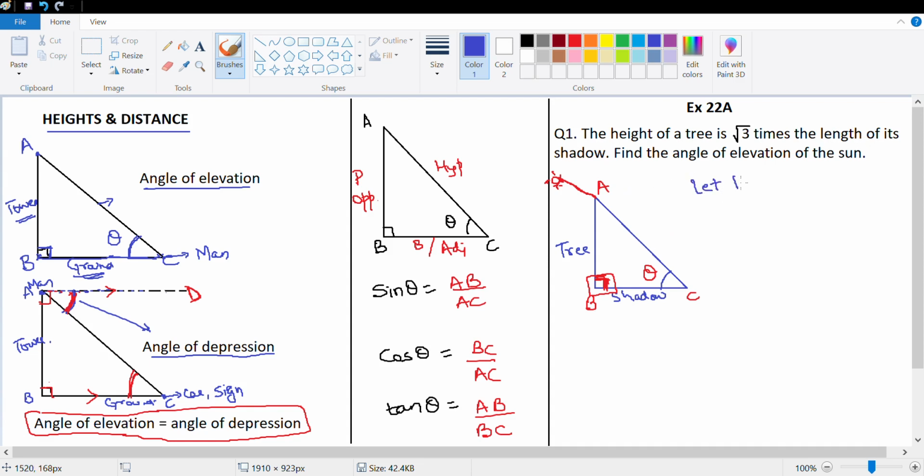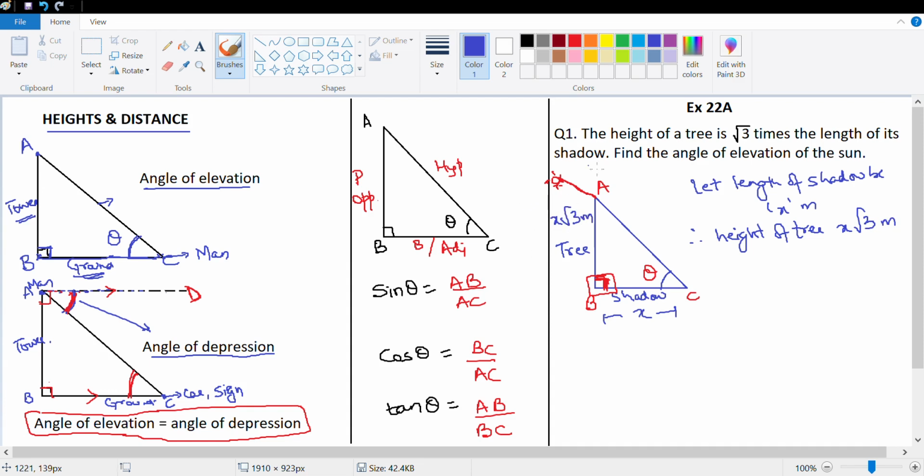So let the length of the shadow be x meter. So this is x. Therefore, the height of the tree is √3 times x, which is x√3 meter. So this is x√3 meter.